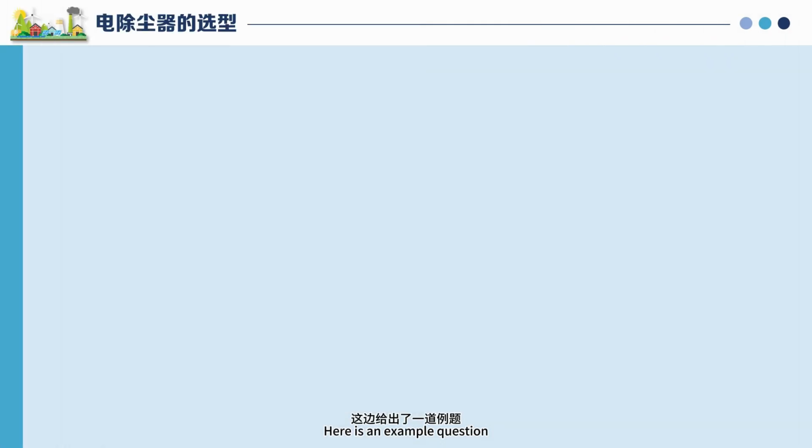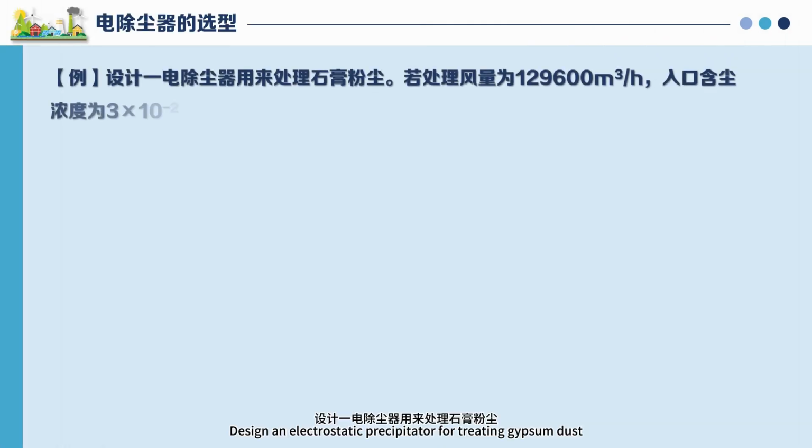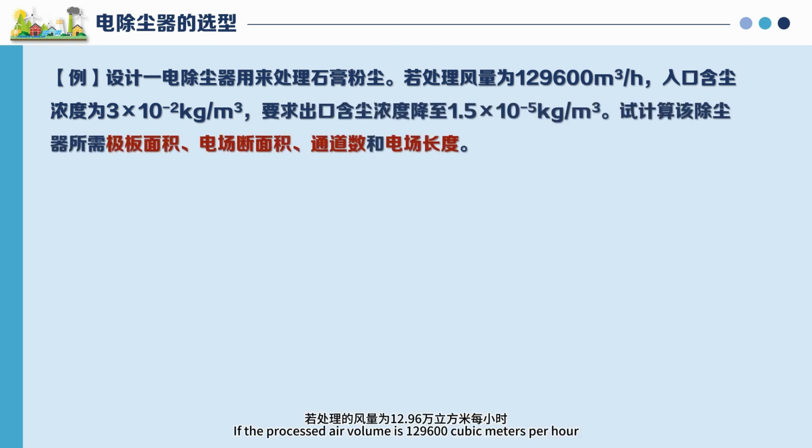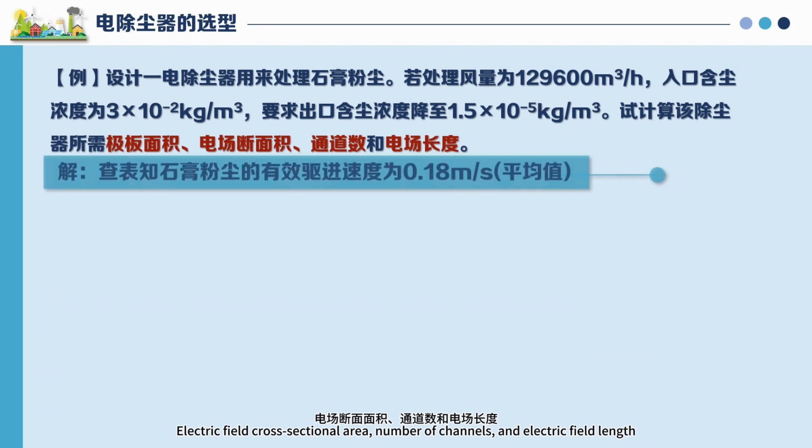Here is an example question. Design an electrostatic precipitator for treating gypsum dust. The processed air volume is 129,600 cubic meters per hour, the dust concentration at the inlet is 3 times 10 to the power of 2 kilograms per cubic meter, and the required dust concentration at the outlet is reduced to 1.5 times 10 to the power of 5 kilograms per cubic meter. Calculate the required electrode area for this dust collector, the electric field cross-sectional area, the number of channels, and the electric field length.